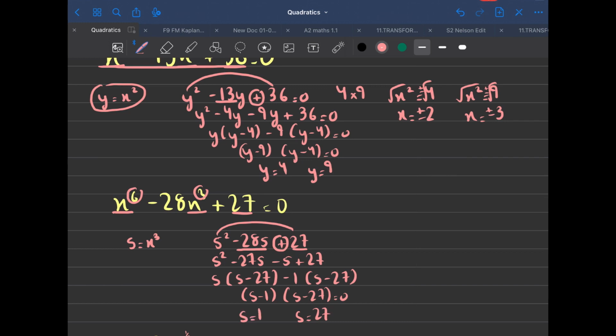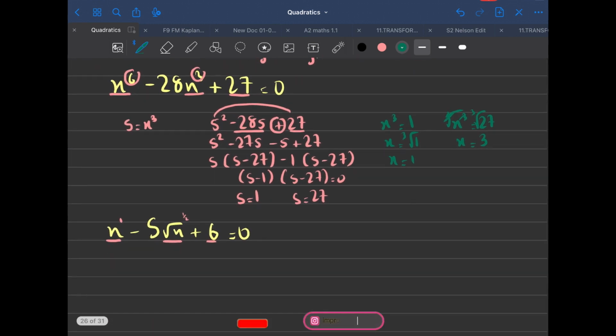Now, s was actually what? x cube is equal to 1 and x cube is equal to 27. So if I cube root 1, x will be 1. If I cube root 27, x will be 3. Do you get this? Let's do one more question.